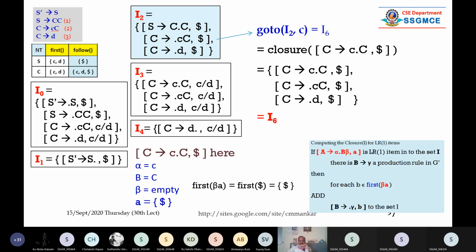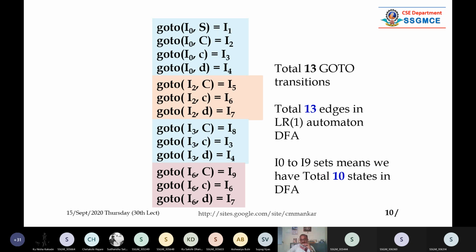In the basis production rule, it is taken as it is from the closure set. But the remaining production rules are taken from the original grammar. So for every production rule, you have to compute the new lookahead. This is the only difference. Otherwise, the rest of the mechanism is the same as applicable for the SLR parser. So this step is sufficient. And here we have seen that there are 13 GOTOs, which means 13 edges.